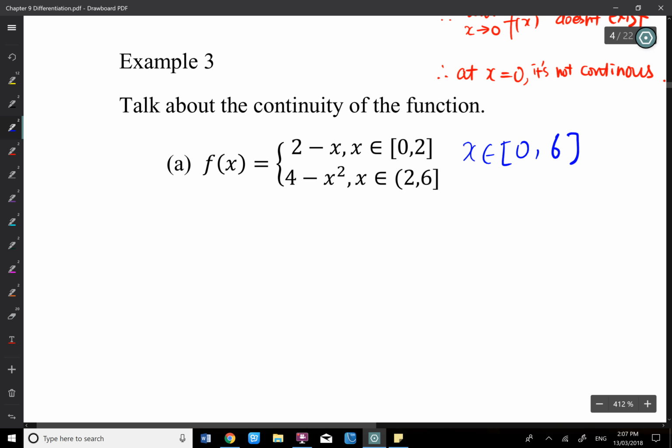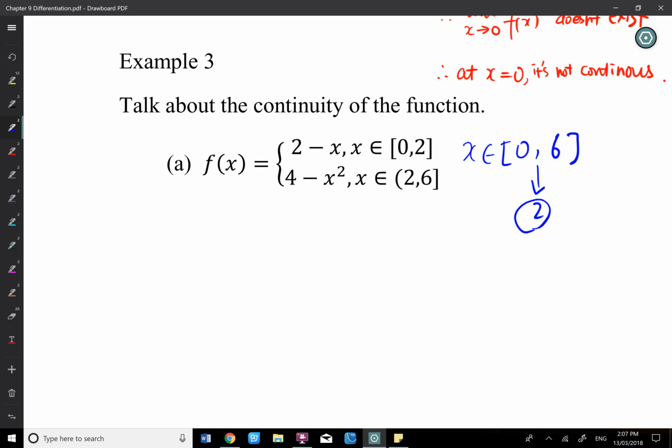And 2 is the connection point. Okay, that's the point 2 in the middle, where it changes from one graph to another. So what I need to do is to test when x equals 2 on both graphs. Do we have the same y value? If we have the same y value, which means it's an open circle over a closed circle, that's just a connection point. If it's 2 different values at that particular point, there will be one closed circle here, one open circle here, and it's a jump. It's not connected, it's not continuous.